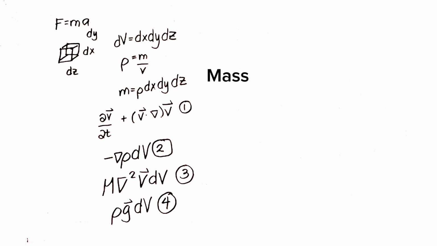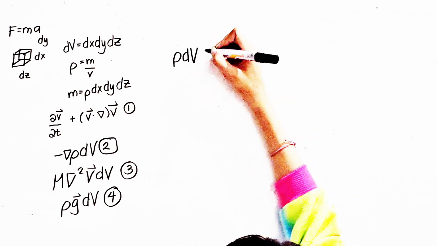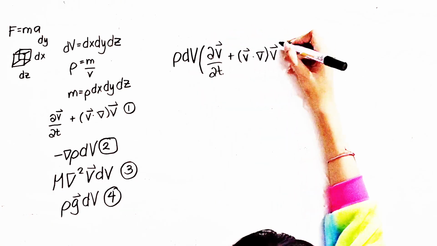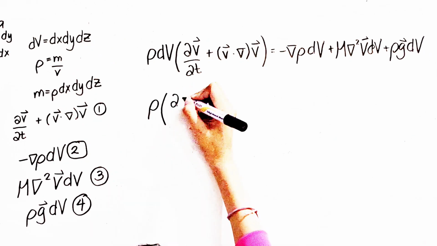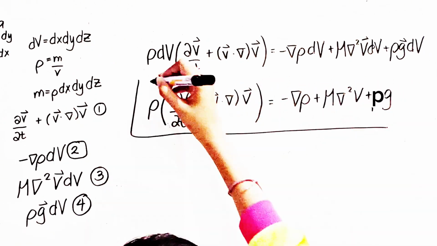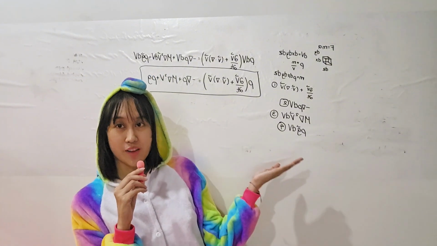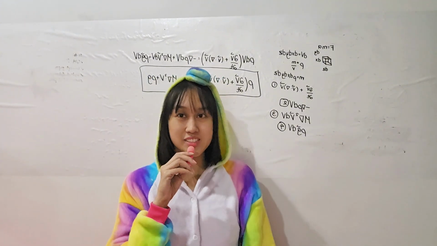So we've got our mass, our acceleration, and our forces. So we just put it all together, divide everything by the common dV, and we have our Navier-Stokes equation. And that's how you derive the Navier-Stokes equation. So remember, if it flows, Navier-Stokes knows.